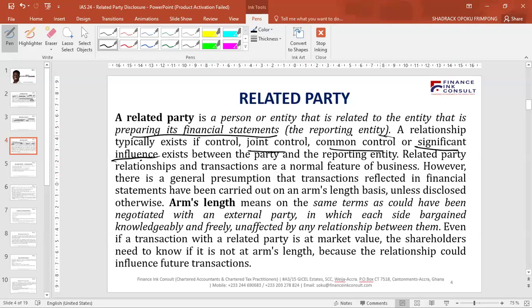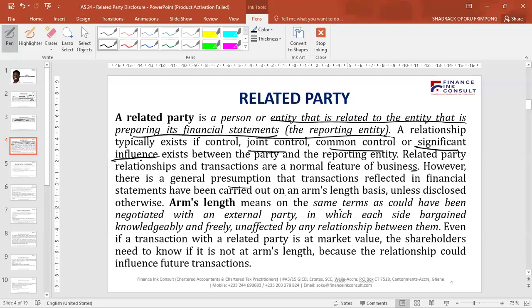This is the accounting definition. The taxman will tell you that when entities are in a controlled relationship, then that is a related party. Related party relationships and transactions are a normal feature of business once again. However, there is a general presumption that transactions reflected in the financial statements have been carried out on an arm's length basis unless disclosed otherwise.